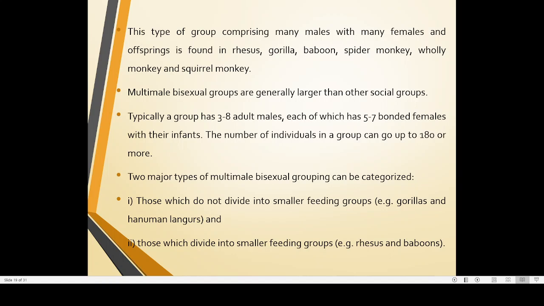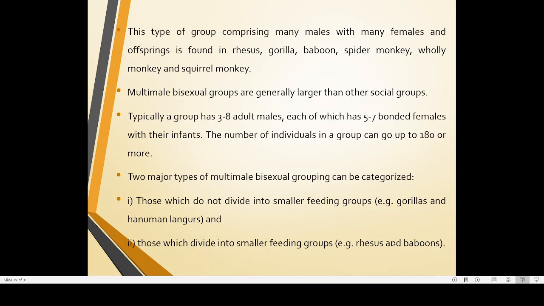Now here also we can find separate categories. Imagine a monkey grouping with 150 or 180 individuals. During every morning, these 180 members will divide into smaller groups of 5 to 10 individuals, and they will go for hunting or collection of food. So that kind of nature is there, those which are divided into smaller feeding groups. So two categories are there.